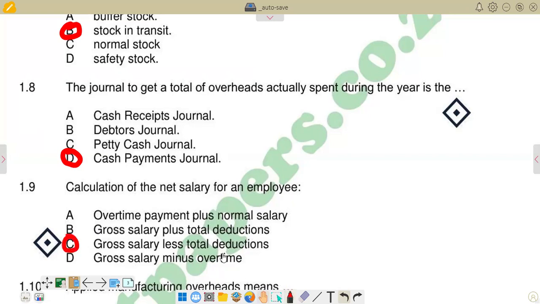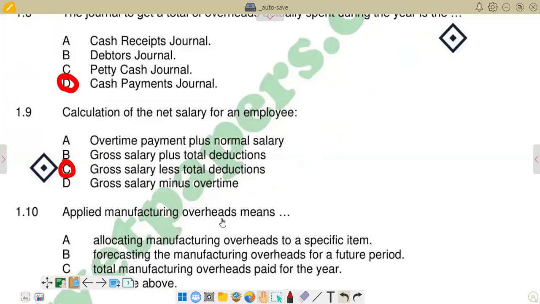Then we go to 1.10, applied manufacturing overheads means, so we know that it means allocating manufacturing overheads to a specific item. So according to all the responses that we are given, A becomes the accurate one, the most appropriate according to the responses given.